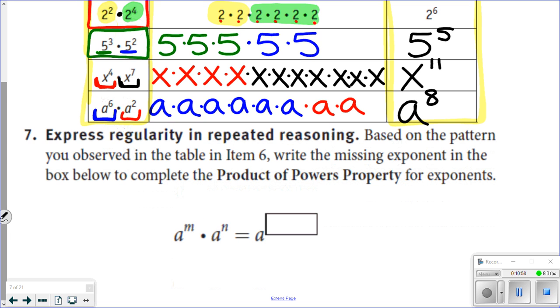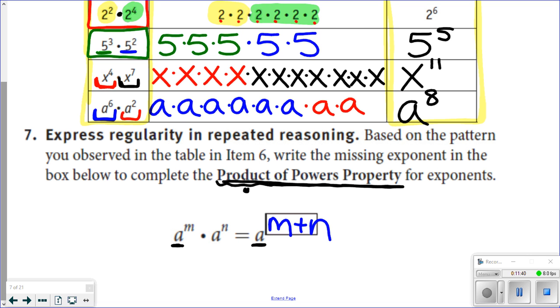So this is called the product of powers property, a multiplication problem of exponents. So when I multiply, notice I keep my base, which is this A, and what do we do with the exponents? We add them. So we take M plus N, and that goes in your box. So even though this is a multiplication problem, I am not multiplying the exponents. We're adding them together.